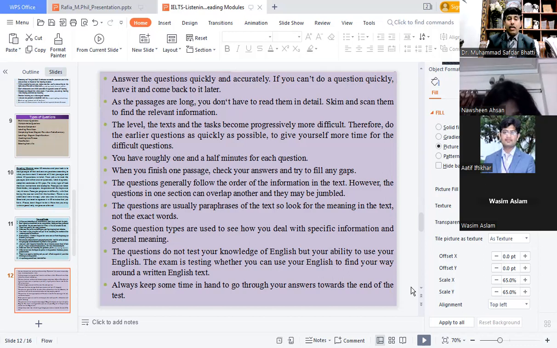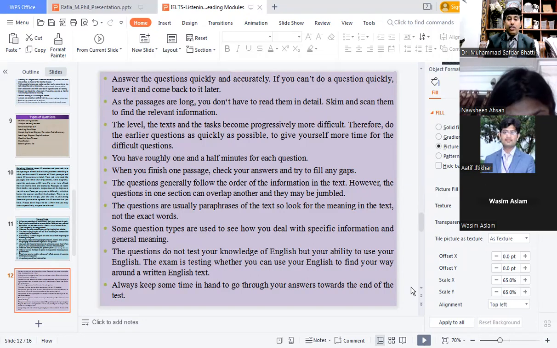You have roughly 1.5 minutes for each question. You will have to spend just 1.5 minutes. When you finish one passage, check your answers and try to fill any gaps. The questions generally follow the order of the information in the text. However, the questions in one section can overlap another and they may be jumbled.